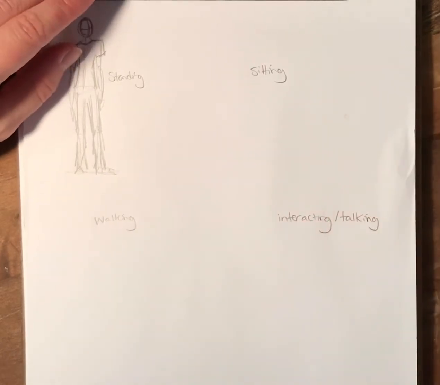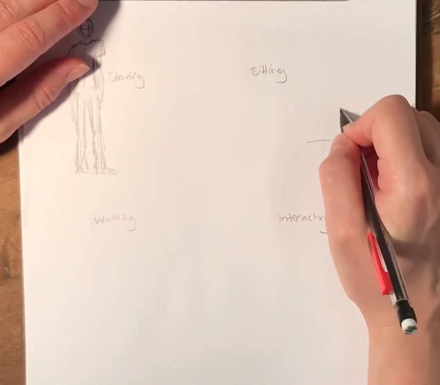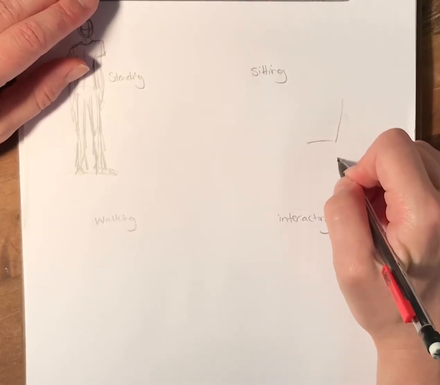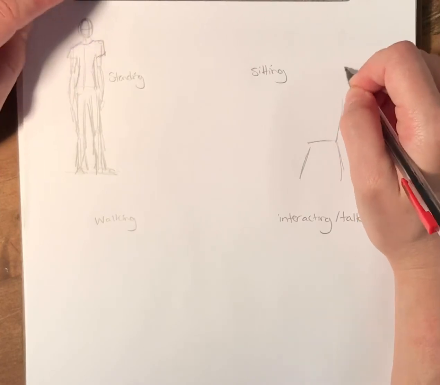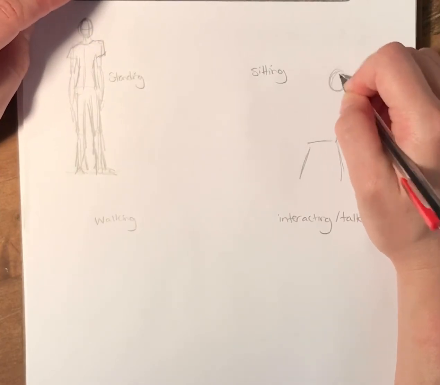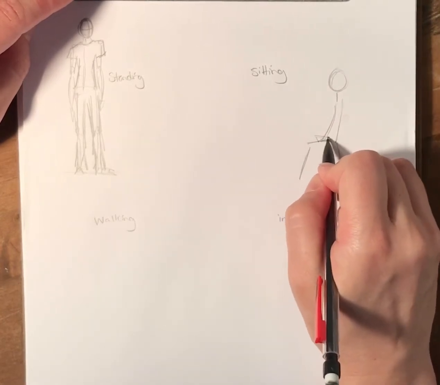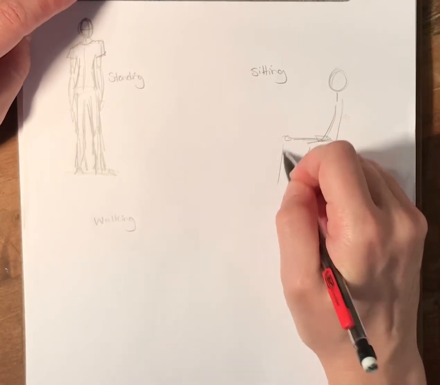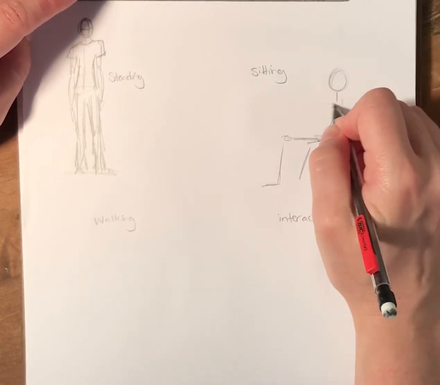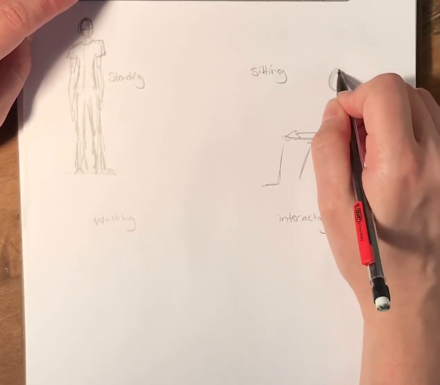Okay, so if you were sitting, you would maybe want to draw the shape of a chair first. So I'm just going to draw a really simple 2D chair. Now I'm going to put the skeleton sitting. So we have the hips represented by a rectangle. Then the shoulders, maybe the hands are on the knees.